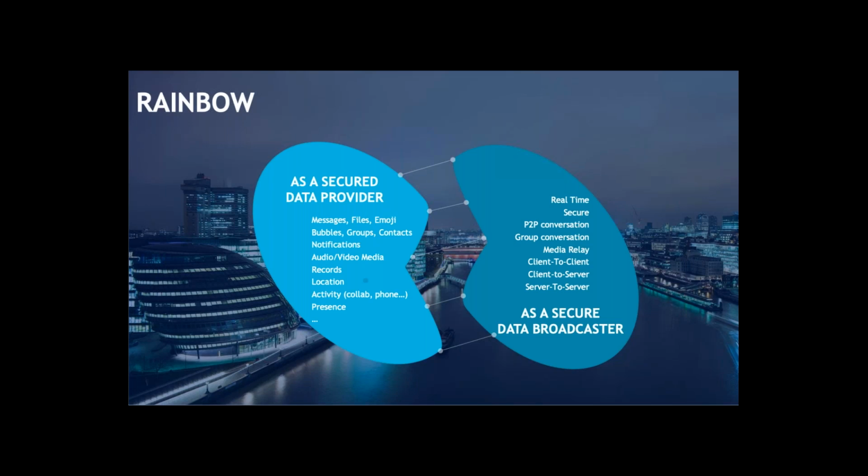With Rainbow, you as a user generate lots of data that can serve your business: messages, notifications, records, presence, or your location. All this data is generated and used by your application and is stored in a secure place. So with Rainbow, you can connect things and people, establish a secure link, and exchange the data generated.